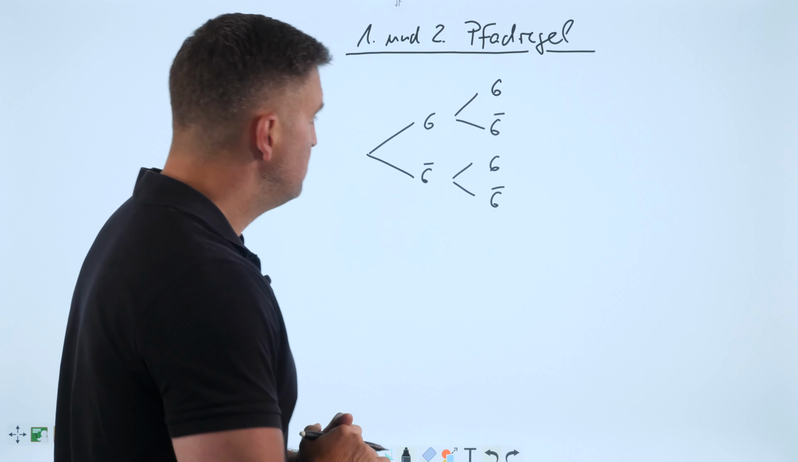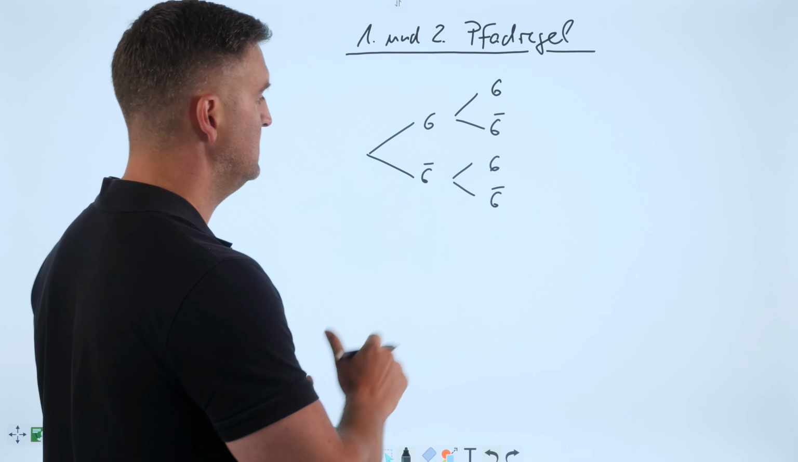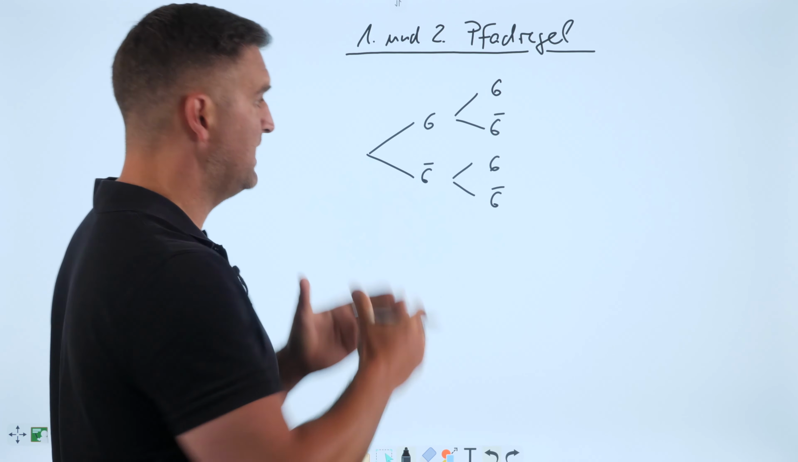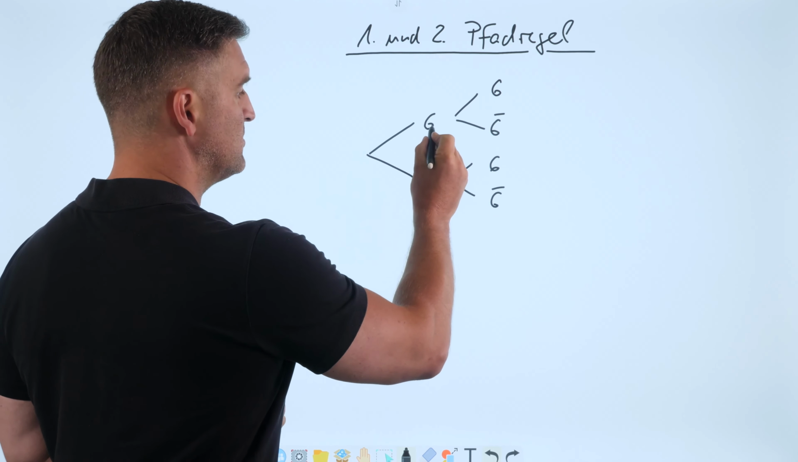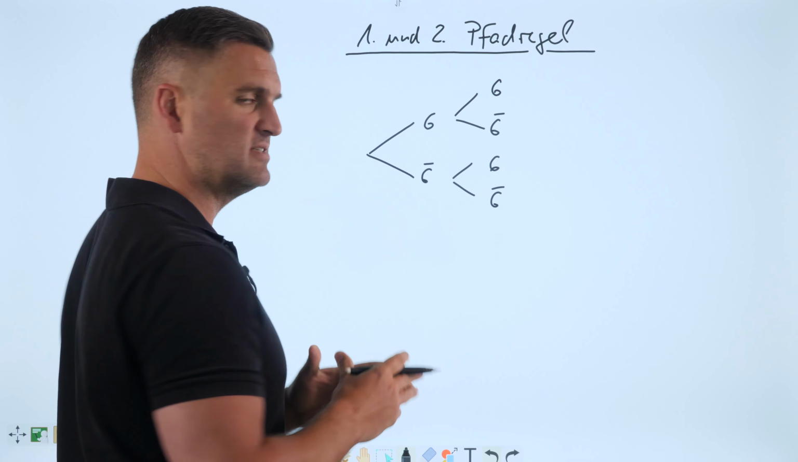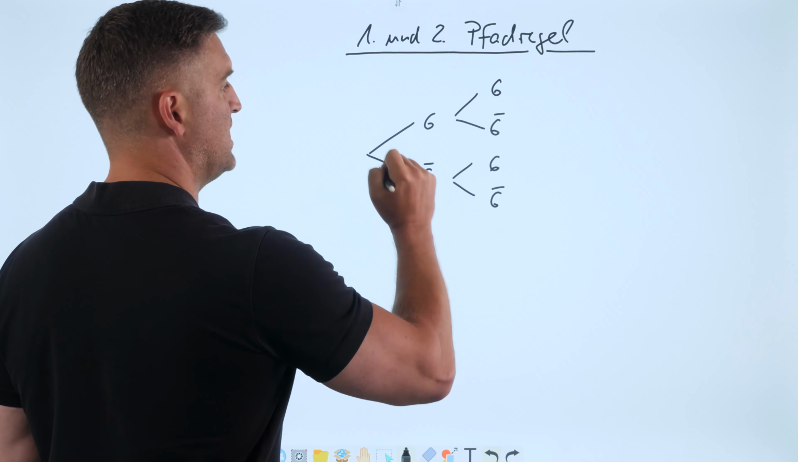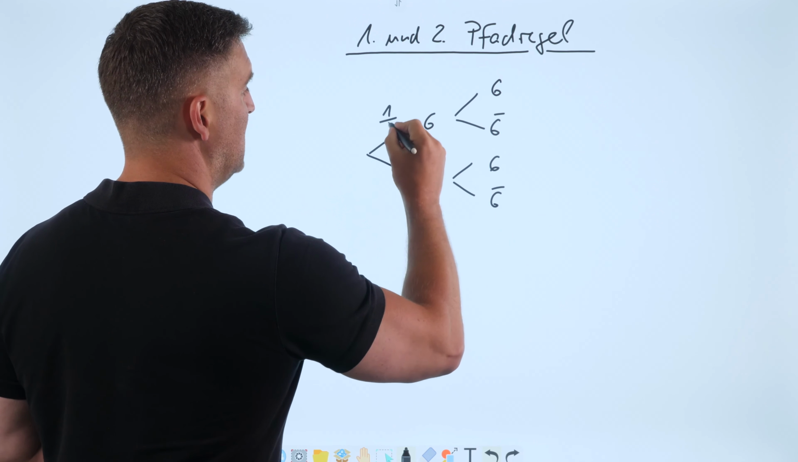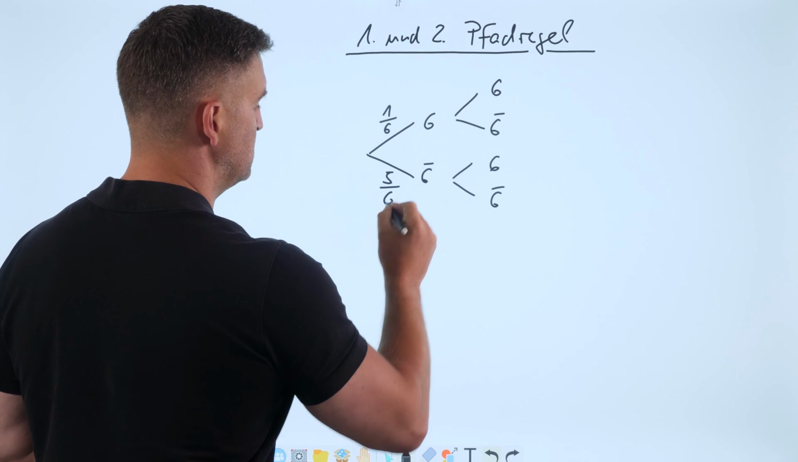Yes, first and second path rule, basics from the field of probability theory. Now let's take this example. You roll a die and consider whether it comes up 6 or not. And it's a die where all sides have the same probability. That means the probability of rolling a 6 would be 1/6 and not rolling a 6 would be 5/6.